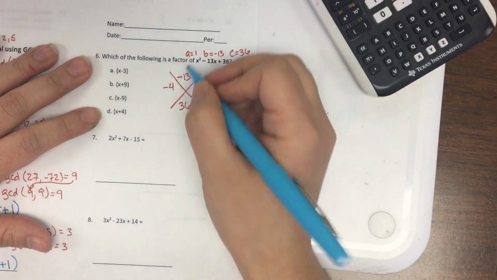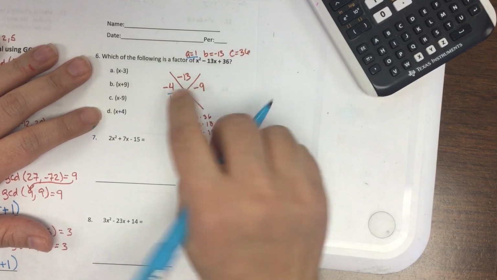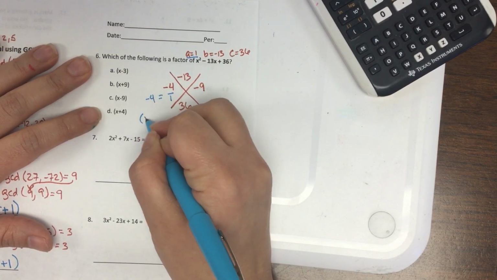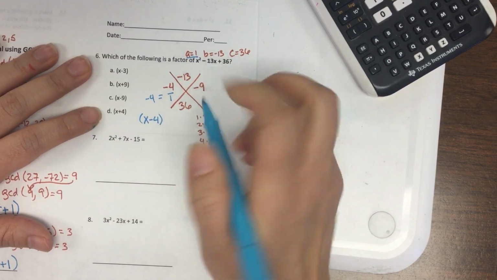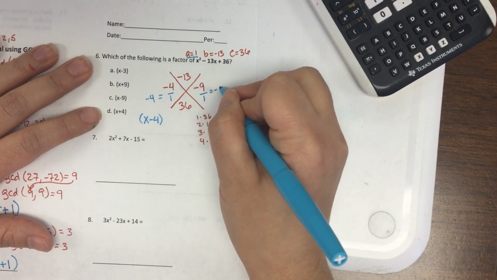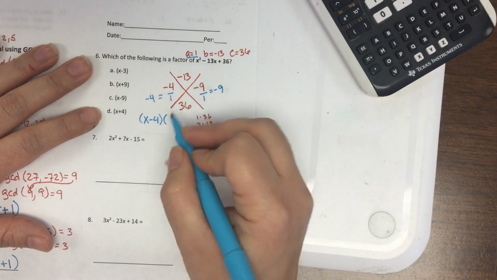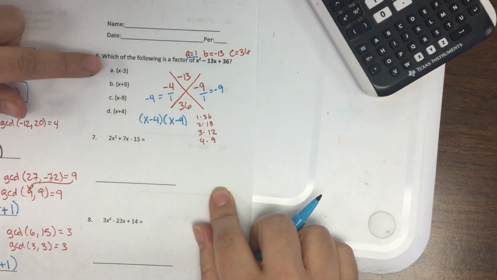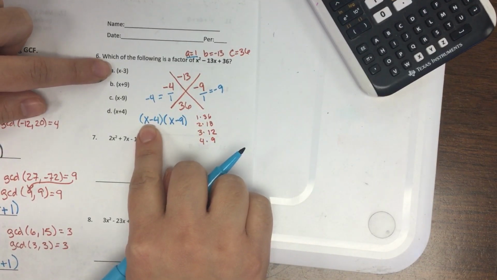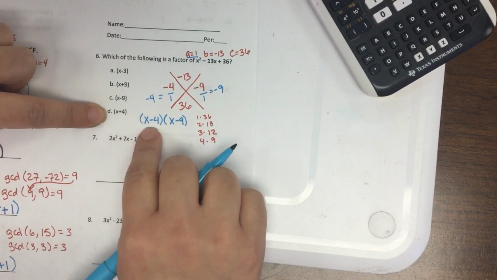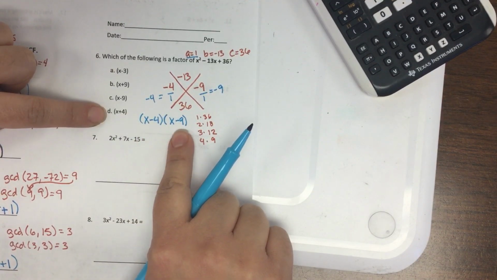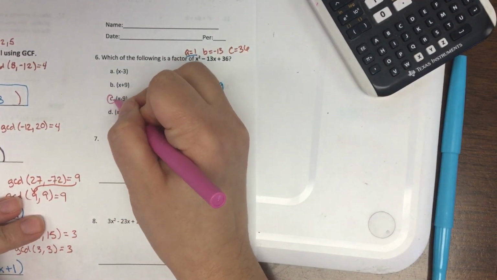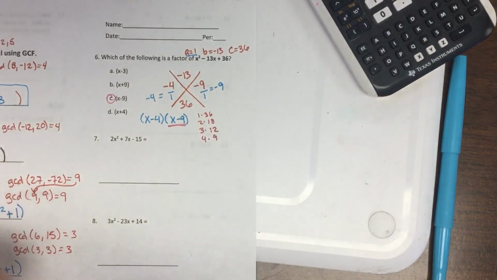I go back and divide by my a value of 1. Negative 4 divided by 1 is still a negative 4. So in one binomial, I have an x minus 4. Negative 9 divided by 1 is still a negative 9. So in my second binomial, I have an x minus 9. Now I look at my answer choices. I'm looking for a minus 4. No, there's a plus, but they're not the same, so I don't want it. And then I have an x minus 9, and that is my answer choice C. Okay, that's the one that matches.